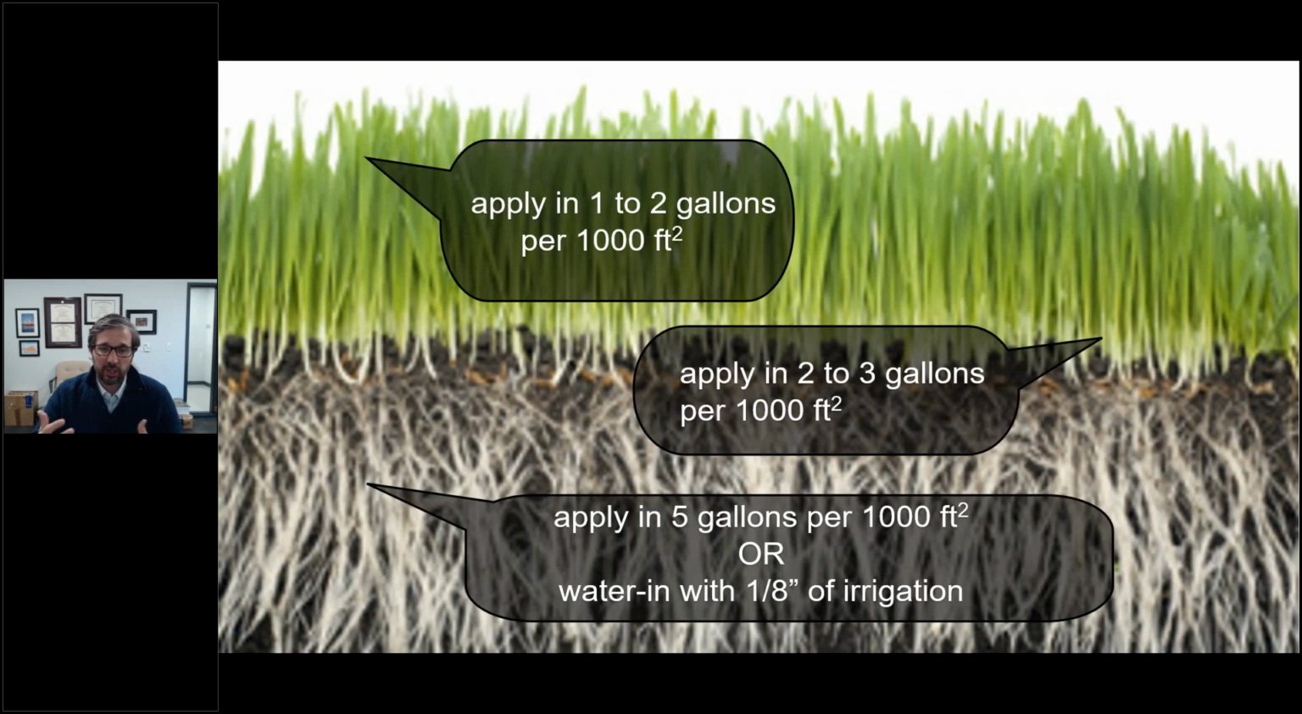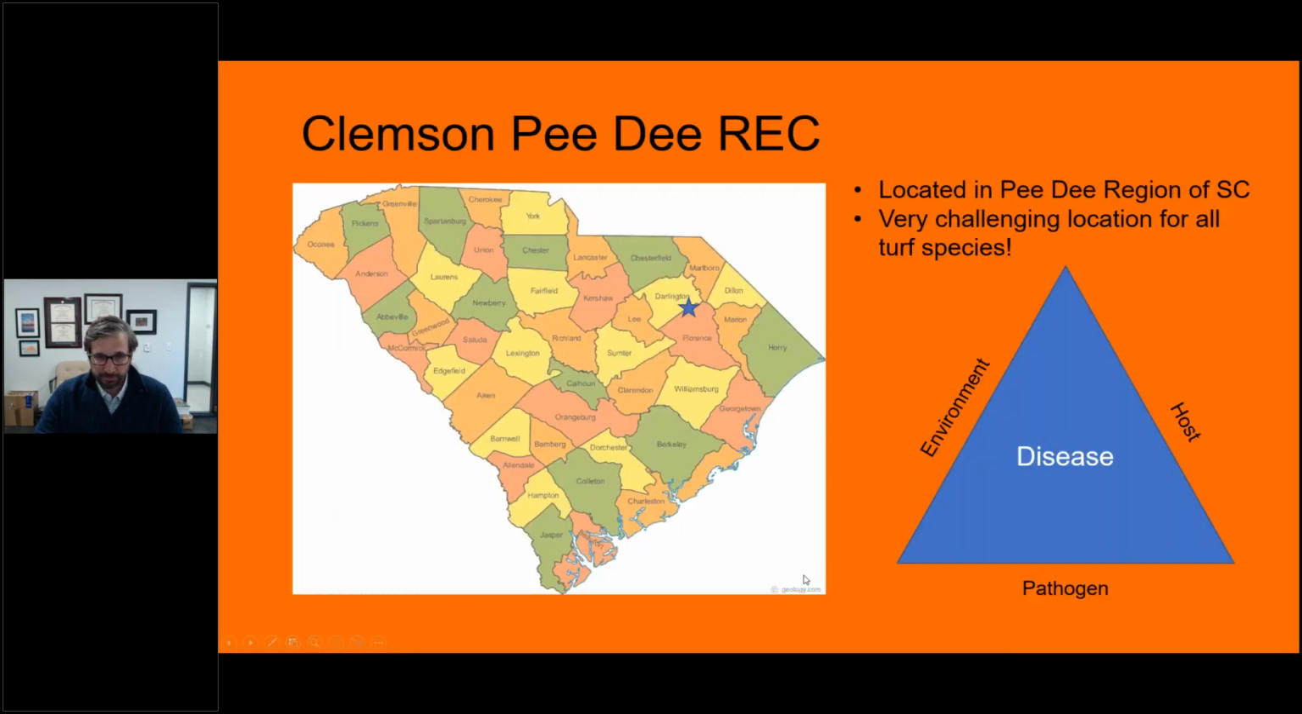And whether or not you're working with those two different options is going to impact the carrier volume that you're choosing. So if we're looking at foliar Pythium, that's when we can get away with applying in 1 to 2 gallons per 1,000 square feet as a carrier volume. But if we're working with root dysfunction or root rot, that's when we need a higher carrier volume, or we utilize this 1 to 2 gallons and then water in our treatments with 1/8 of an inch of irrigation.